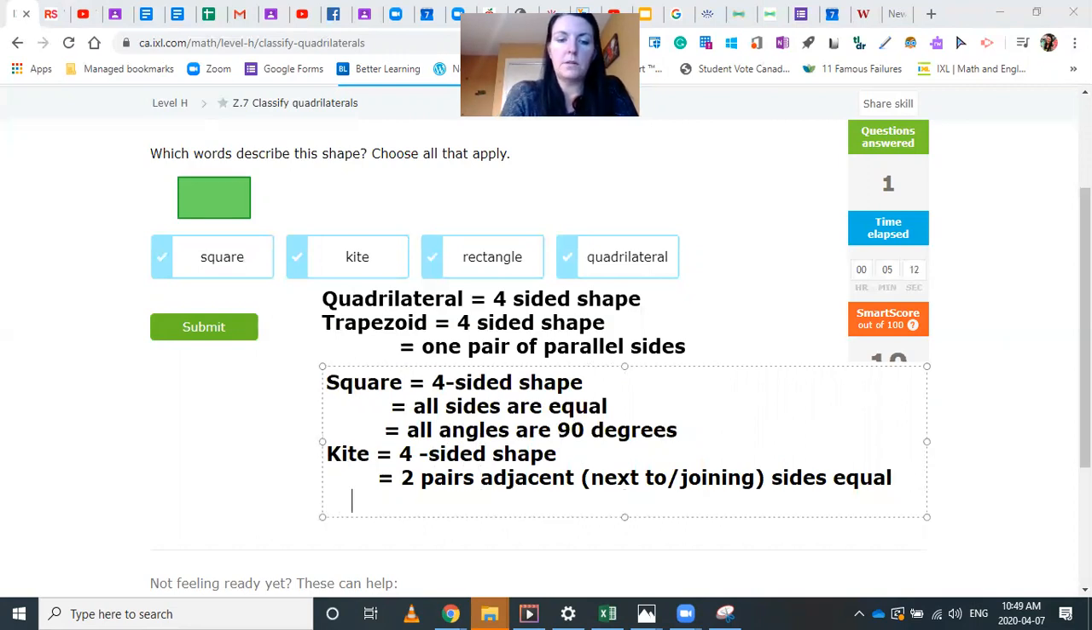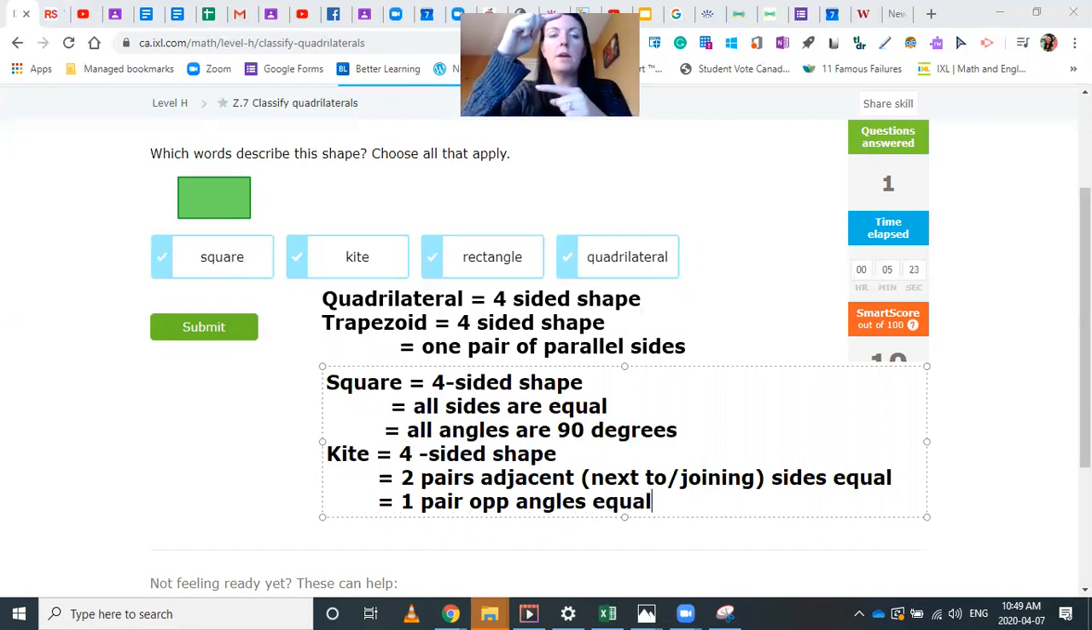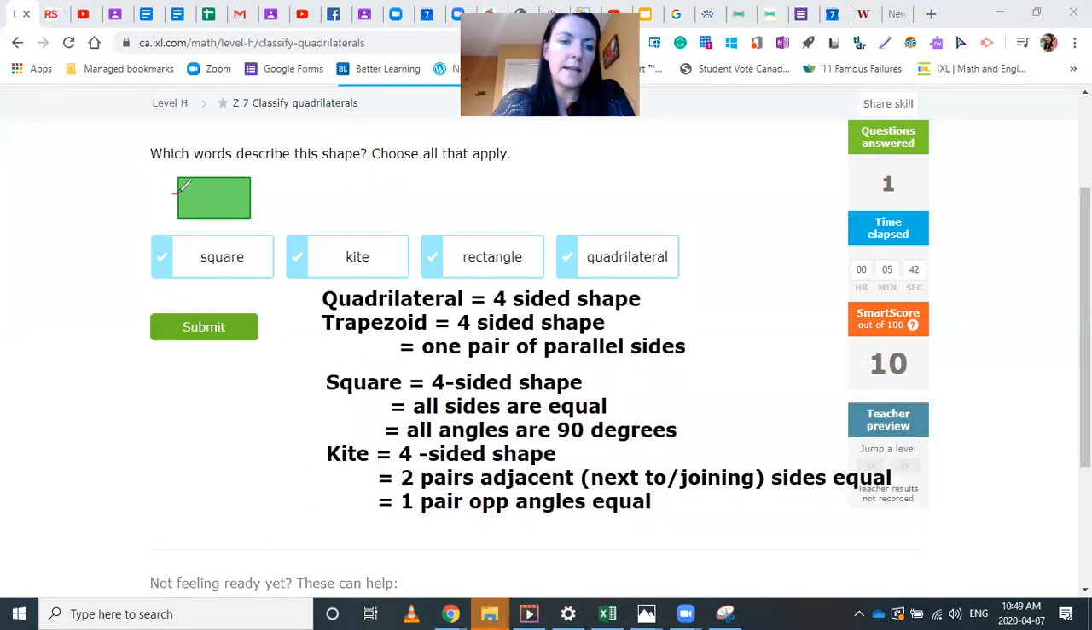And in a kite, you will also have one pair of opposite angles equal. You will see in a kite, the top and the bottom are not equal, but the two side angles will be equal to each other. So that is what a kite is, all right? Is that true of this shape? Well, it is a four-sided shape. It says that the adjacent sides are equal, so that means that this side and this side need to be equal. Is that true? No. So it is not a kite. It's not a square. It's not a kite.